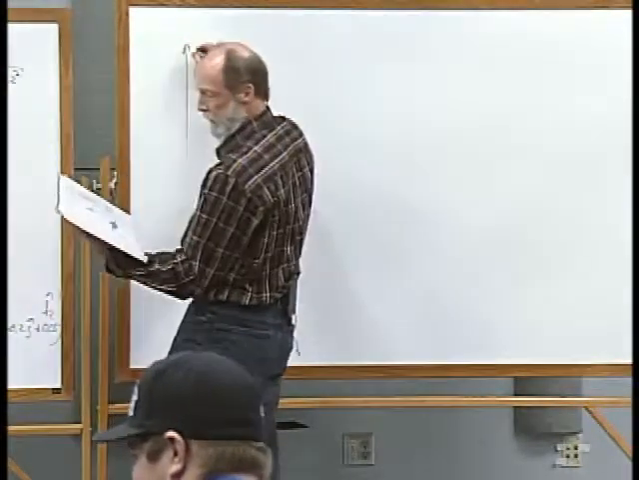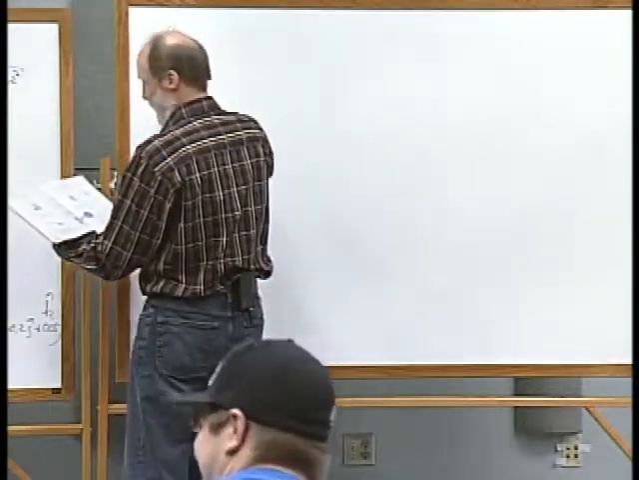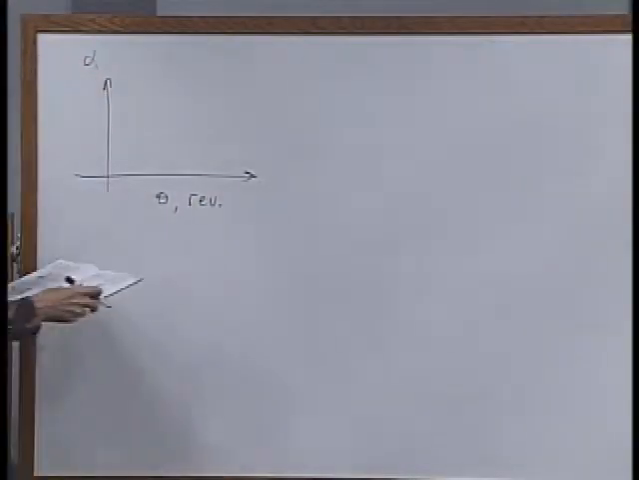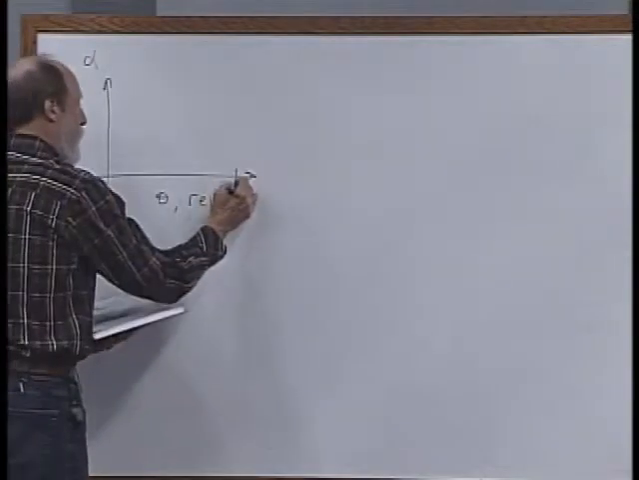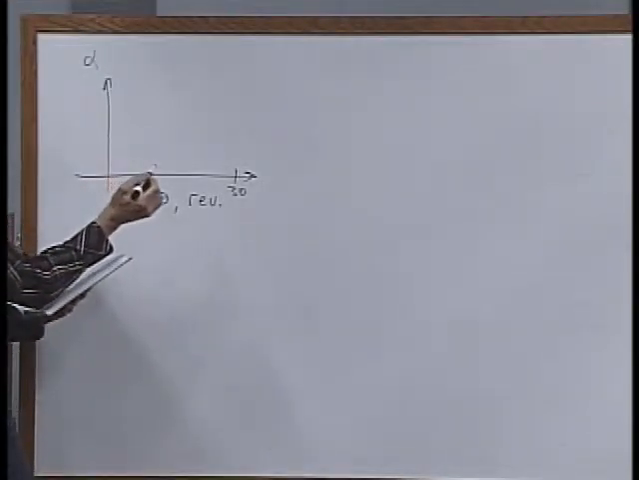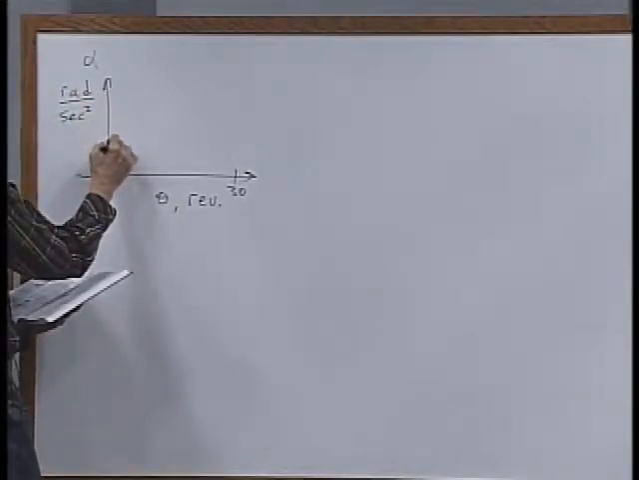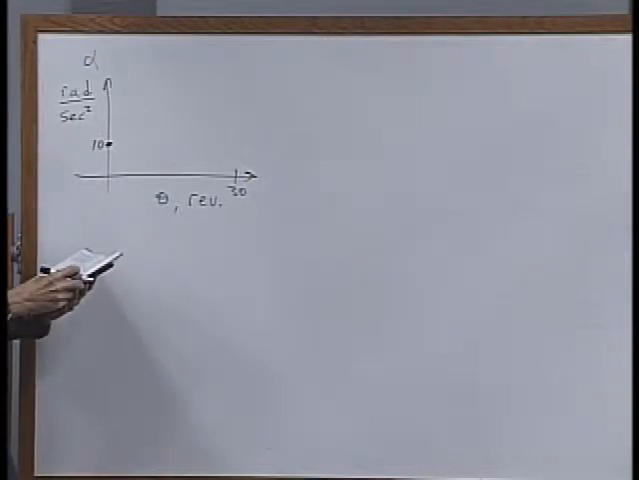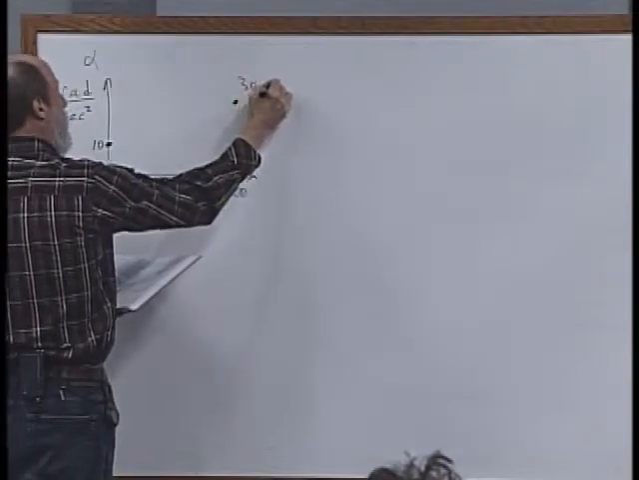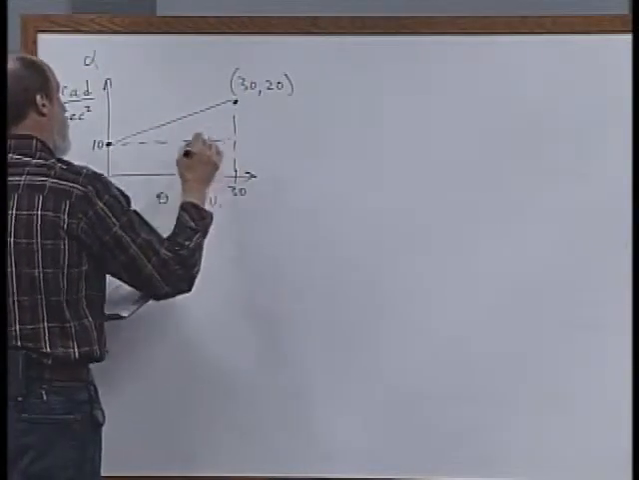So what they've given us is the angular acceleration alpha as a function of theta, where theta is given to us in revolutions. And it's during the first 30 revolutions. This goes from 10 radians per second squared up to a value of 20. Like that.